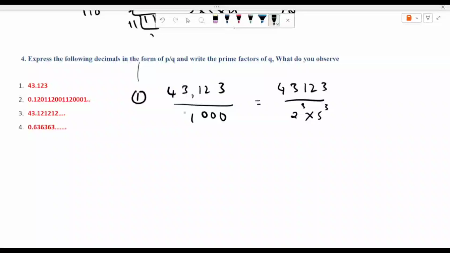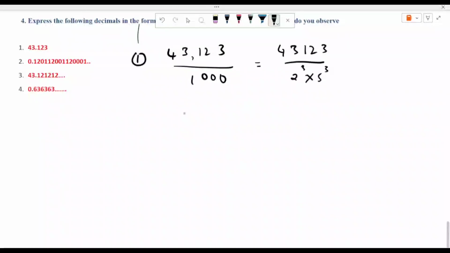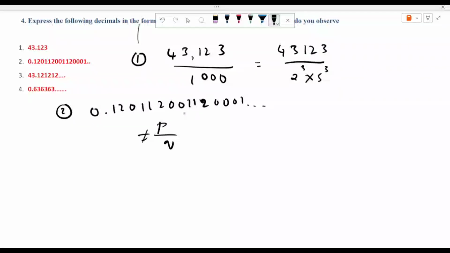Now let us take the second question. You can see here the second question. If you look at the digits, 0.12011200011 is going on. So it is completely an irrational number. We can't express this number in p by q form. Okay, we can't express it, because you can see here it is clearly not in p by q form. There is no match for this question.